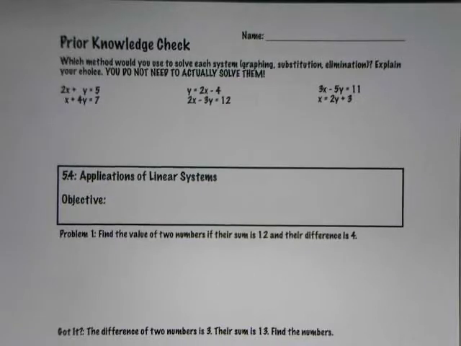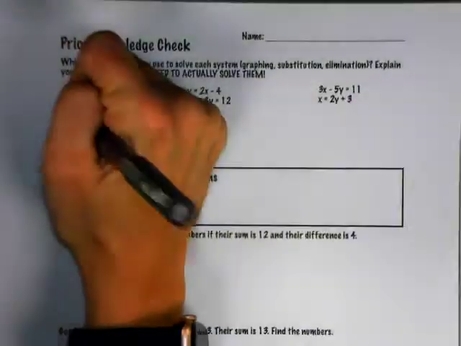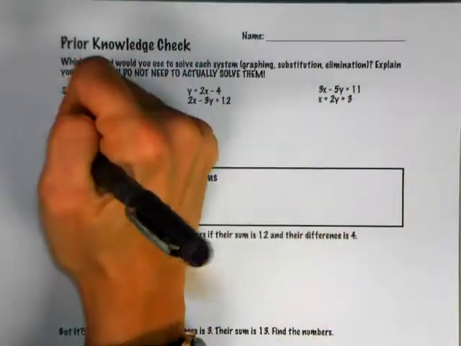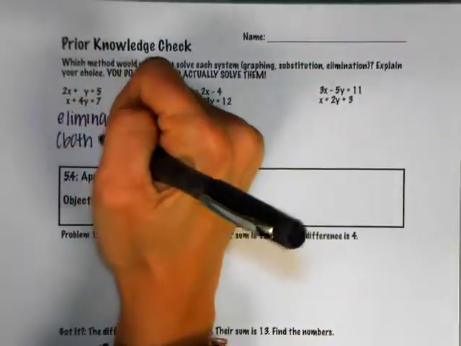Okay, so for this it just asks what method you would use, and it says you don't actually have to solve them. Just explain why you would use that method. So what method would you guys use on the first one? Elimination. How come? Yep, so both equations are in standard form.